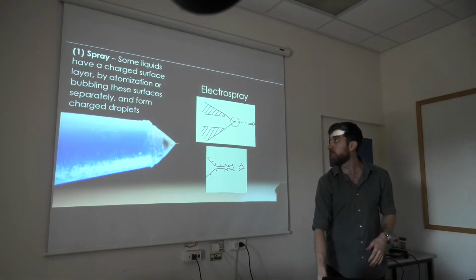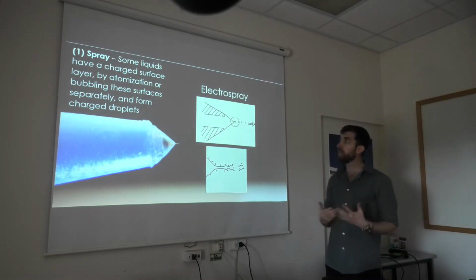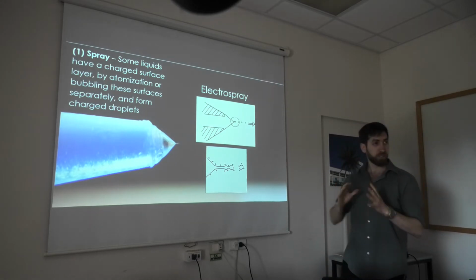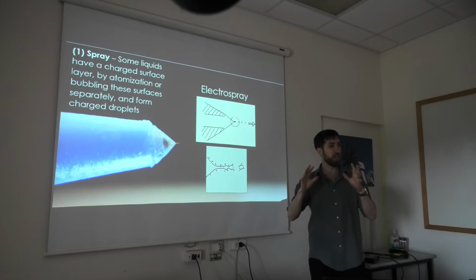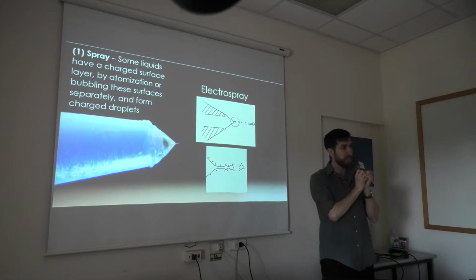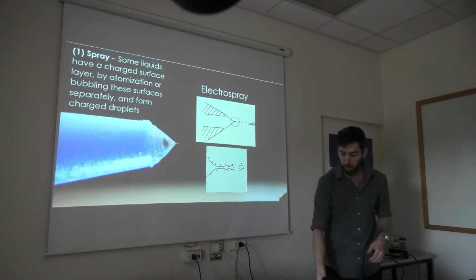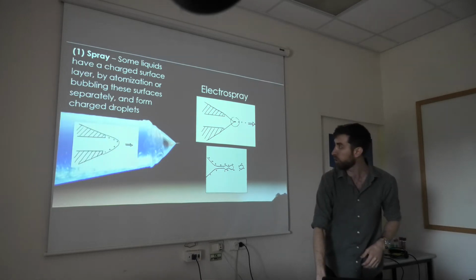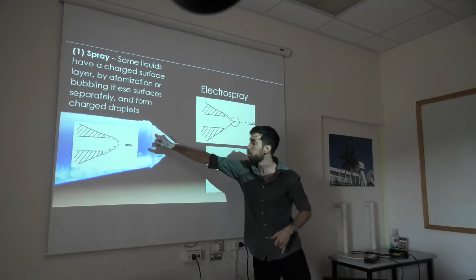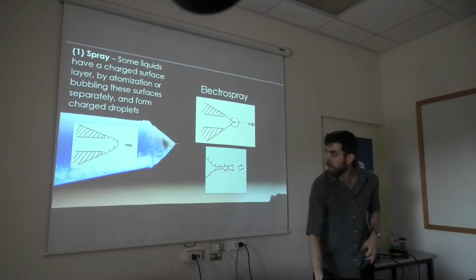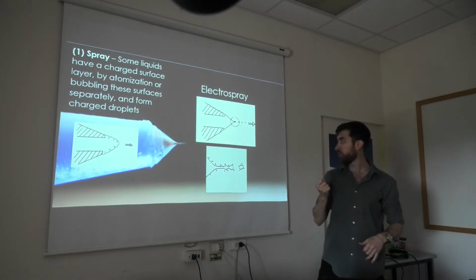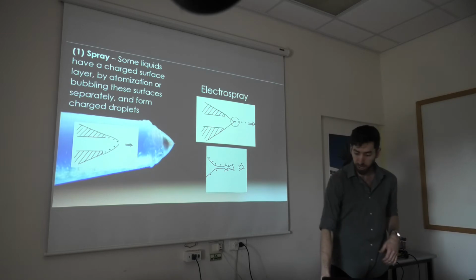The first one is spraying. Some liquids have a charged surface. You can make a charged surface layer, and then you rip off this layer and take it to yourself. This is a cool example called electrospray. What electrospray does is accumulate positive charge on the tip, and then you drag positive droplets.